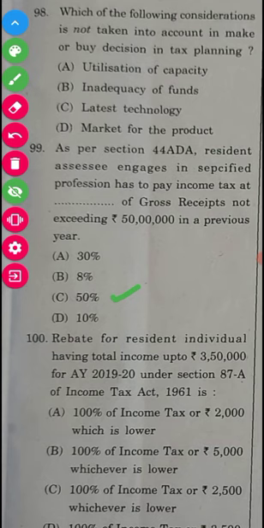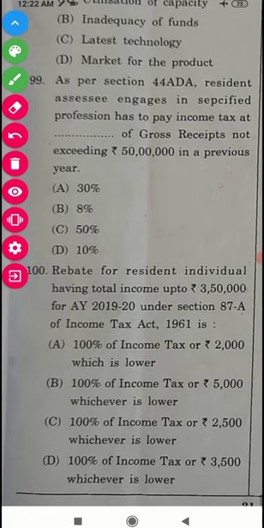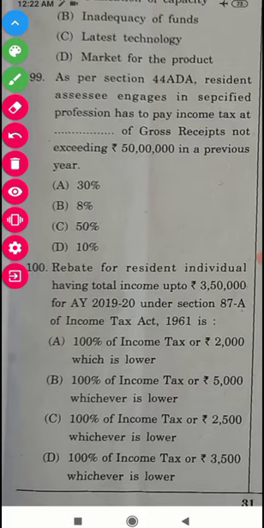While moving to question number 100, rebate for a resident individual having income up to rupees 3,50,000 for assessment year 2019-20 under section 87A of the Income Tax Act 1961 is 100% of income tax or rupees 2,500, whichever is lower.